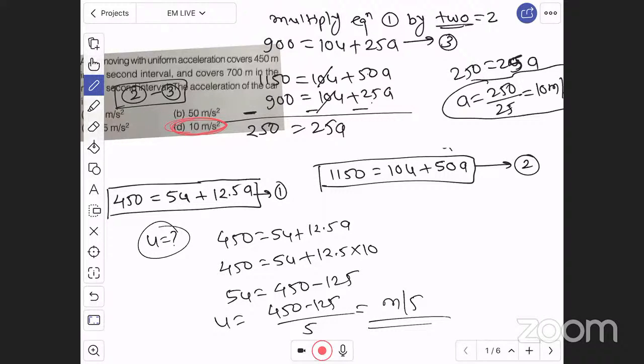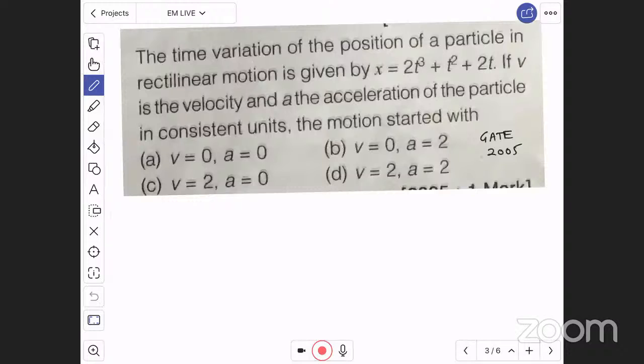Now, next question you must solve. Okay, the next question is on your screen. This question was asked in GATE 2005.